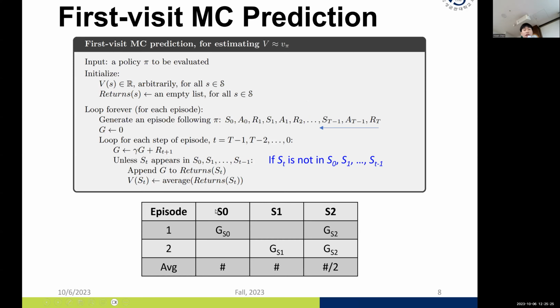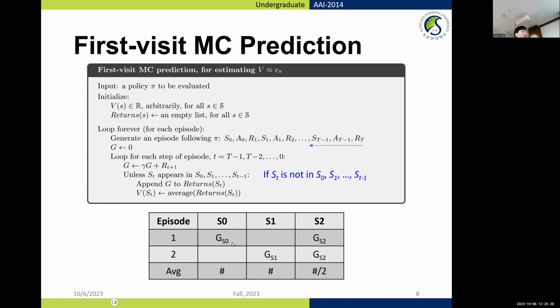So this is what we learned in the last lecture. For example, if we have states S0, S1, S2, then we have two episodes. S0 was visited in episode 1, and we got the return G as 0. Then we average by 1, because in the second episode S0 wasn't visited. But S2 was visited in both episodes, so we need to average by 2. So this is a simple example of how this algorithm works.